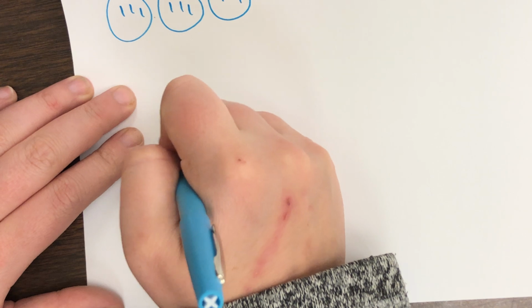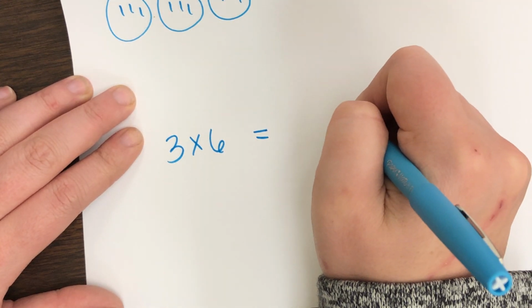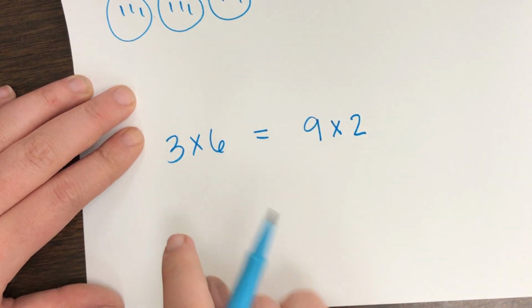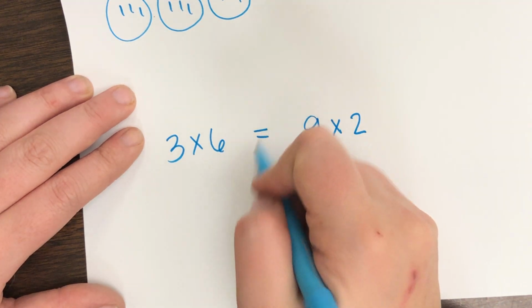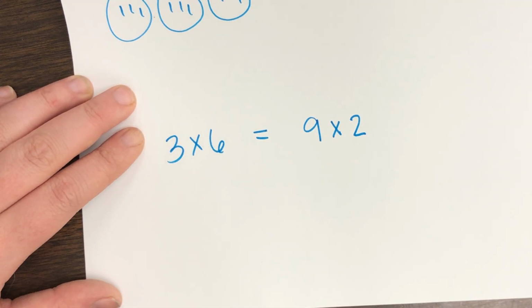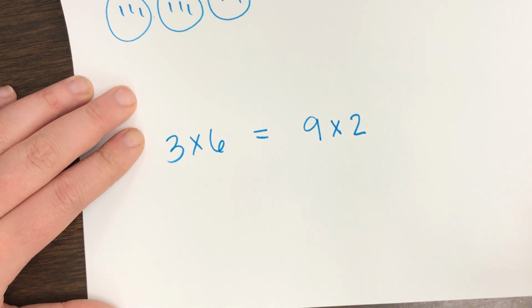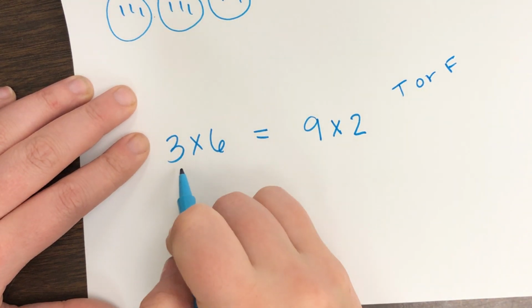Let's do 3 times 6 equals 9 times 2. All right, let's see if this is going to stay the same or if we're going to have to make this into a not equal sign. Let's see if this is true or not. Because on your quizzes and tests, you're going to have questions, is this true or false? So let's see if this is true or false, T or F. All right, let's solve this side first.